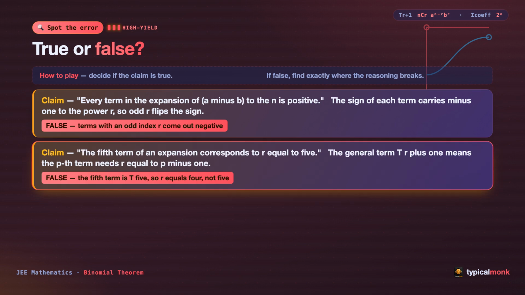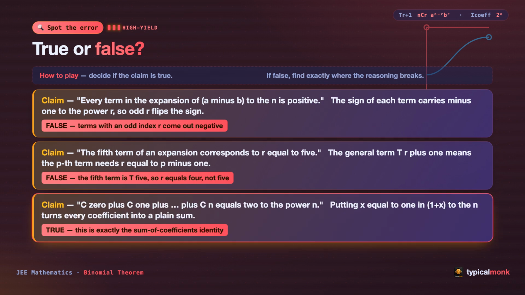Second claim, the fifth term of an expansion corresponds to r equal to 5. Think again. T(r+1) is the r plus 1th term. So the fifth term needs r plus 1 equal to 5, which gives r equal to 4. This is false. The fifth term is T5, and that means r equals 4, not 5.